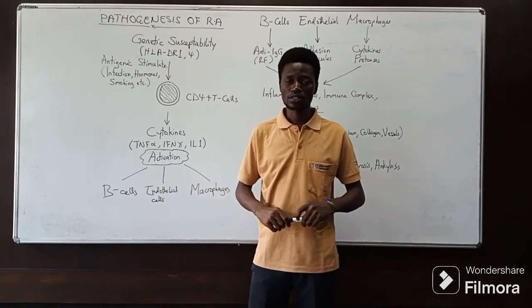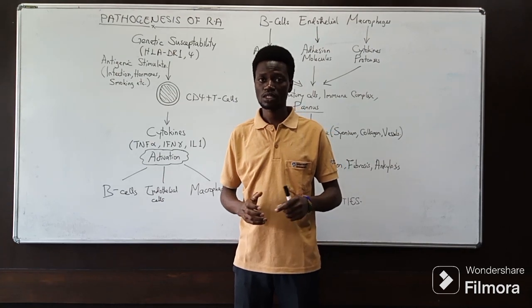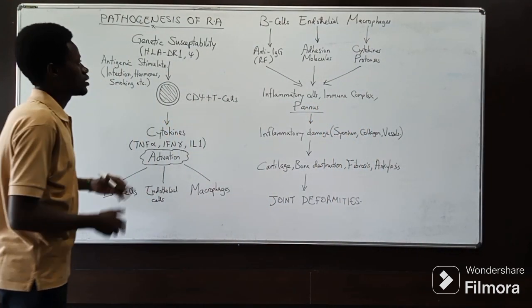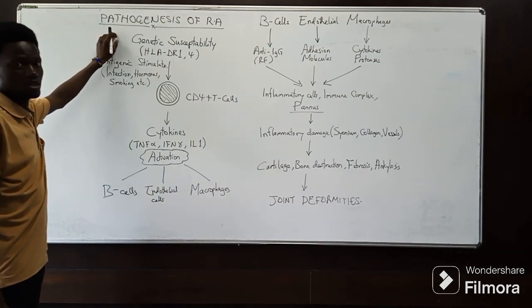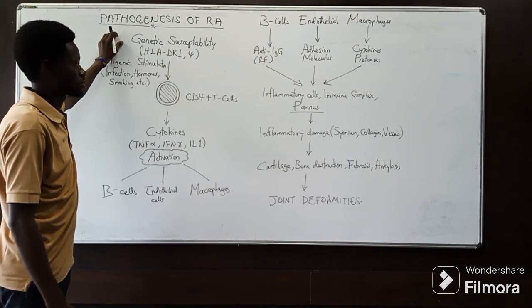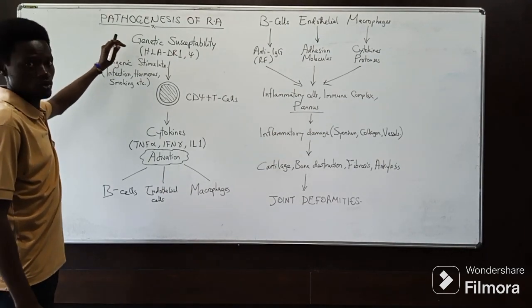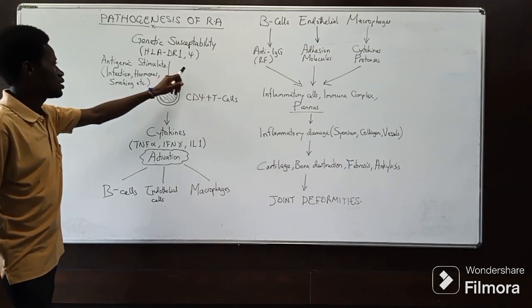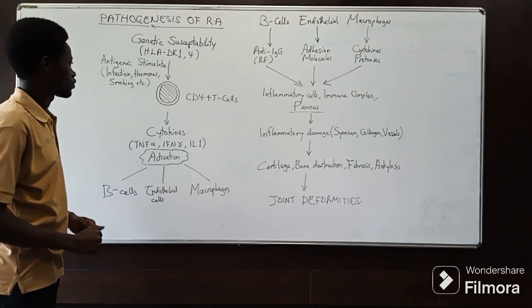So let us go directly to the pathogenesis. But for better understanding, let us see this flow chart. The pathogenesis of rheumatoid arthritis starts with individuals who are genetically susceptible. These are the individuals who are carrying human leukocyte antigen DR1 and DR4.